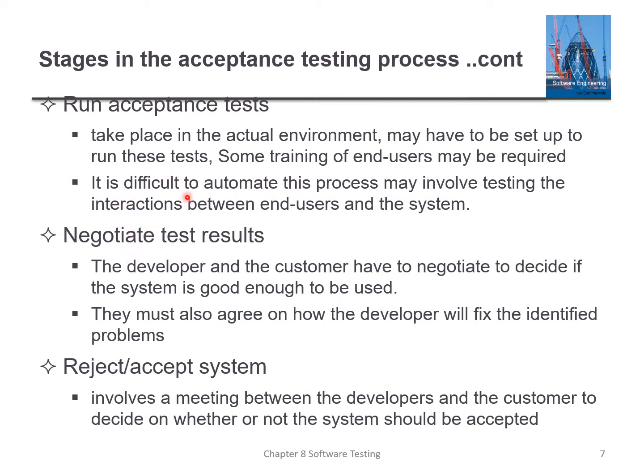Okay, and as I mentioned just now, once these acceptance tests are run, you can see some results. They need to agree on what the developer needs to fix, and then after it is fixed, according to what has been discovered earlier, there will be a meeting between the developer and the customer to decide whether to accept the system or to reject it.